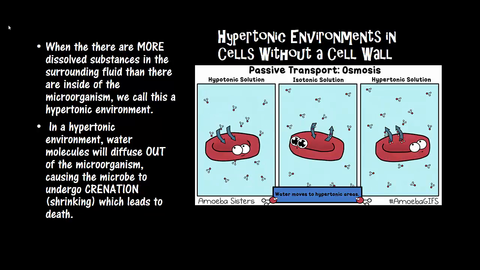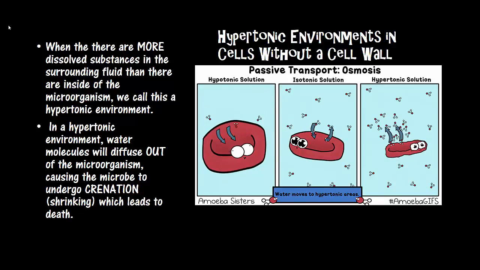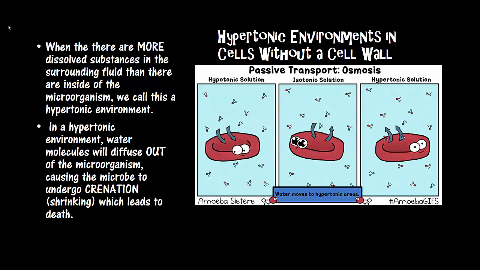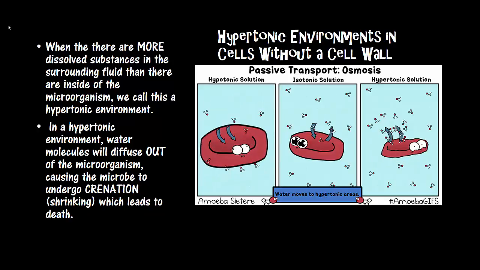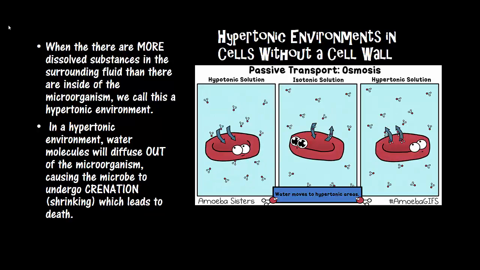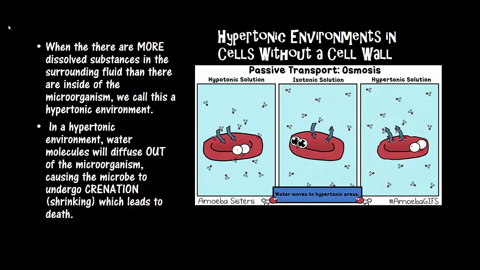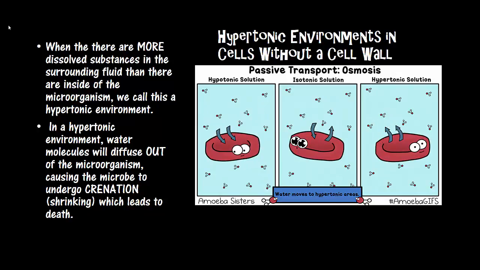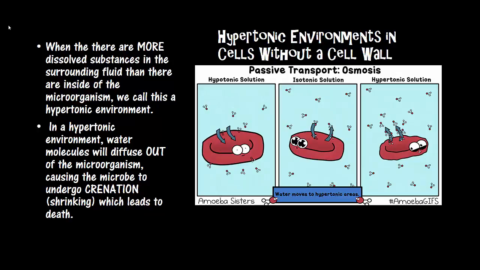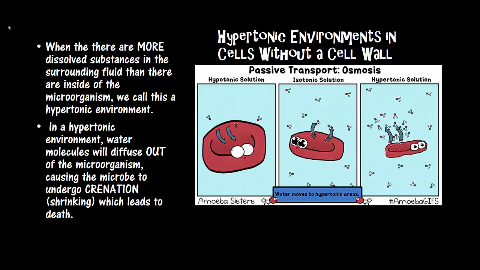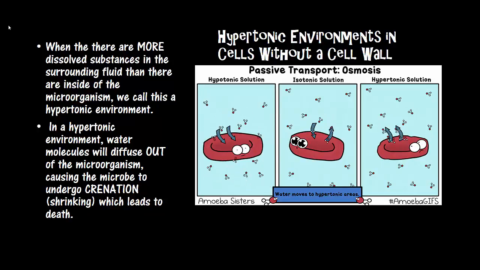When there are more dissolved substances in the surrounding fluid than there are inside of the microorganism, we call this a hypertonic environment. In a hypertonic environment, water molecules will diffuse out of the microorganism, causing the microbe to undergo crenation or shrinking, which leads to cell death.